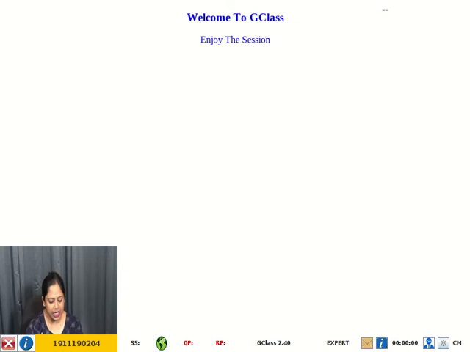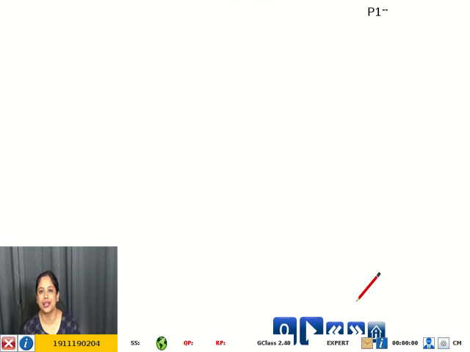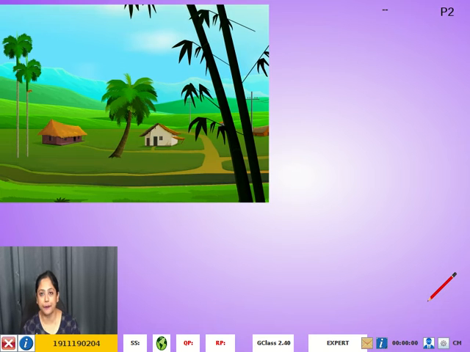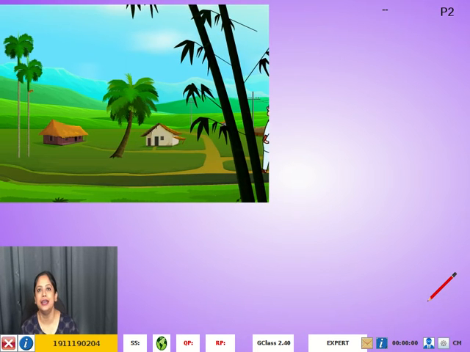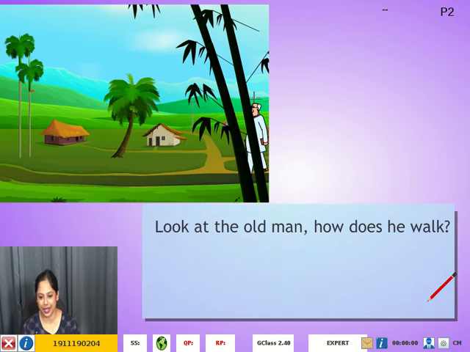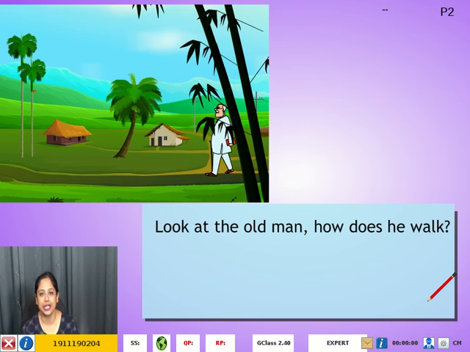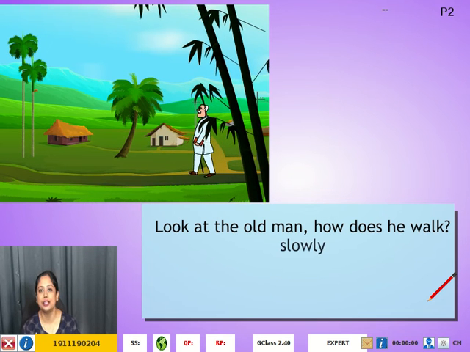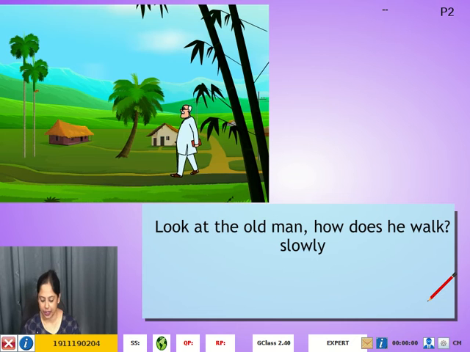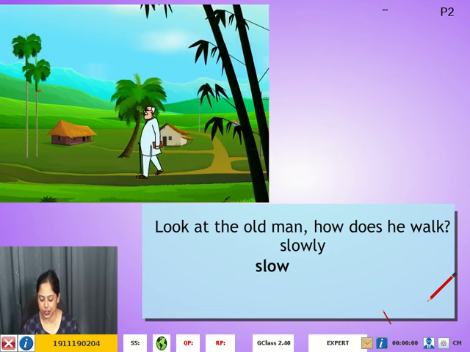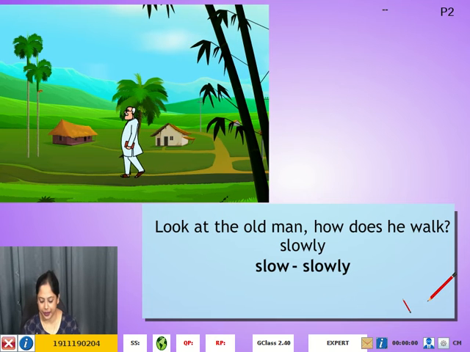Let's see. Now we will do a small revision about suffixes. Now, let's see what suffixes are. What do we see in the picture? We see an old man walking. Look at the old man. How does he walk? Because he is old, he is walking very slowly, isn't it? So, in the word slowly, which is the adjective here? The adjective is slow, right?